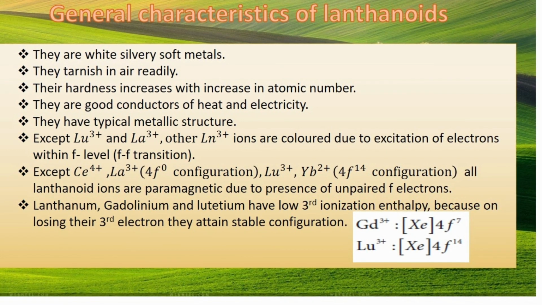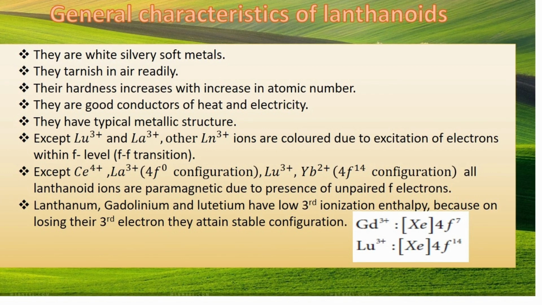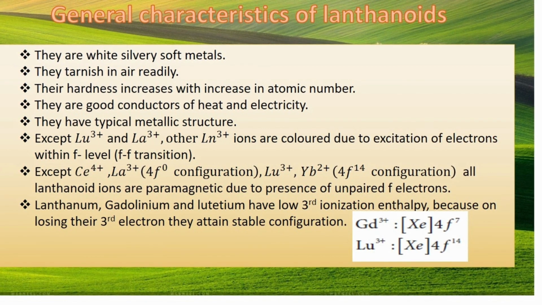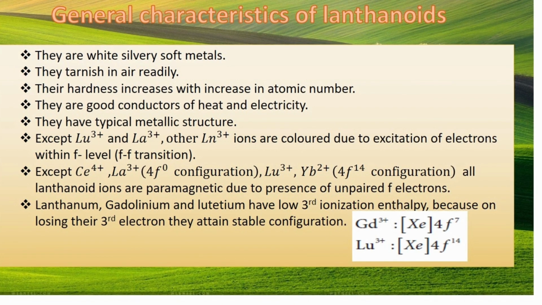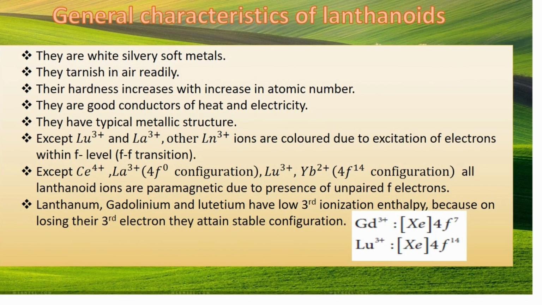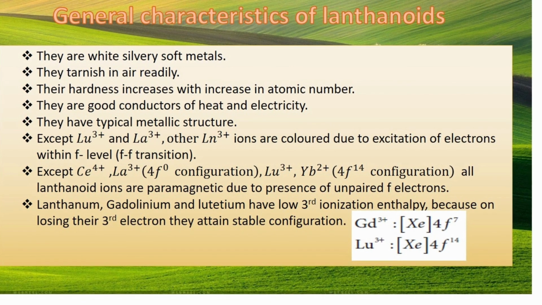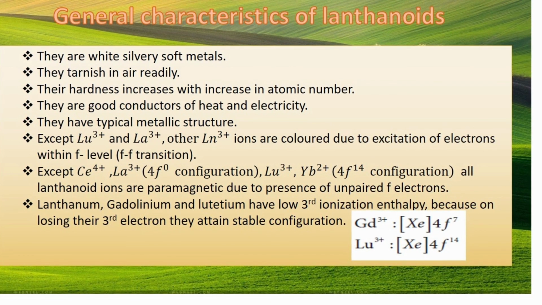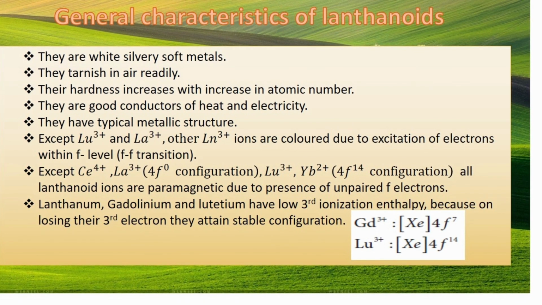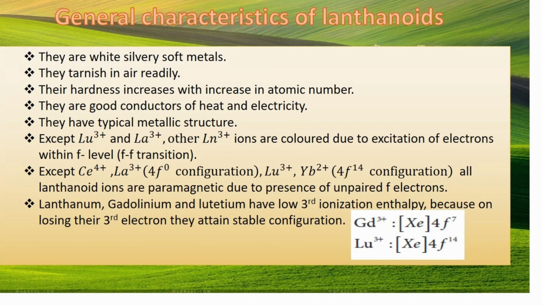Lanthanoids have low ionization enthalpy, similar to that of group 2 elements. Lanthanum, gadolinium and lutetium have low third ionization enthalpy. This is because on losing their third electron, they attain the stable configuration.